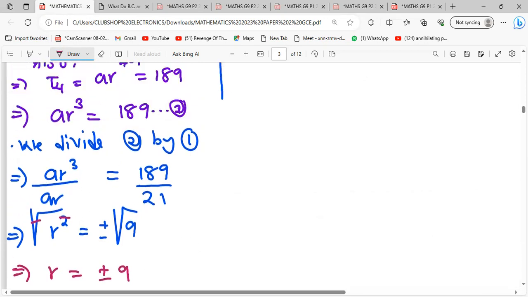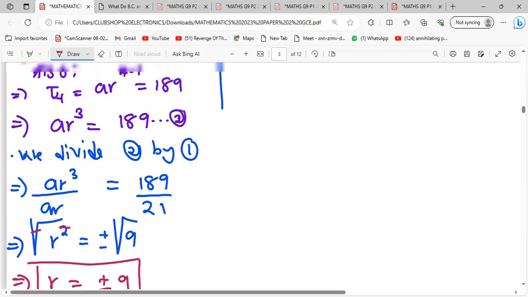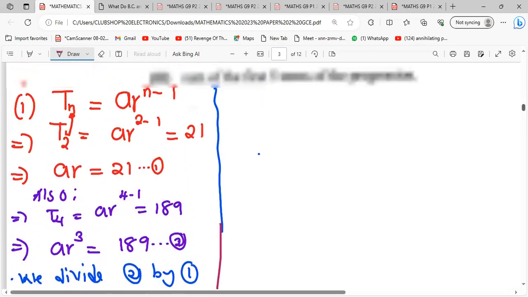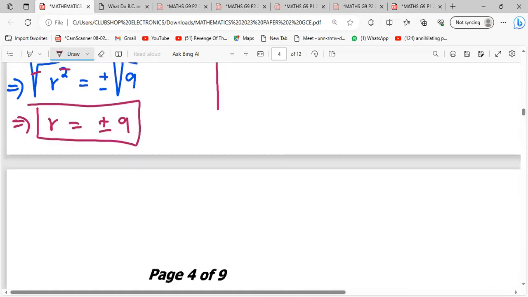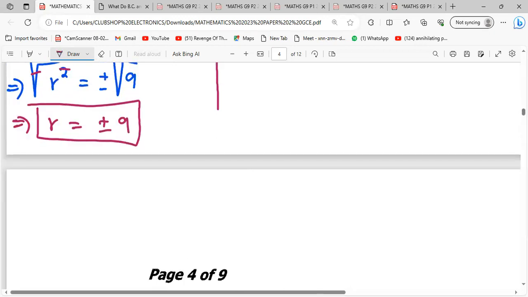Okay, so that is the first one. Our common ratio is found. Then we can find the first term because the question is saying find the first term and the common ratio. So common ratio has been found. Now we find the first term. So we can pick either equation 1 or equation 2. So this implies that AR is equal to 21.